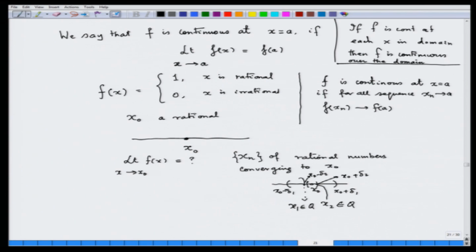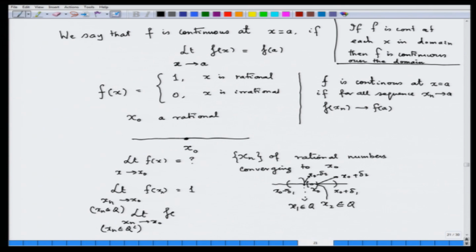Let me take a sequence of rational numbers converging to x naught. If x naught is rational, every f(x) value is 1. So, if you have a rational sequence xn converging to x naught, where xn is an element of Q, then this is 1. But if I take a sequence of irrational numbers xn going to x naught, which you can do, you can choose something in Q complement. So, xn is in Q complement, the irrational numbers. In that case the function value at each of those xn's would be equal to 0.